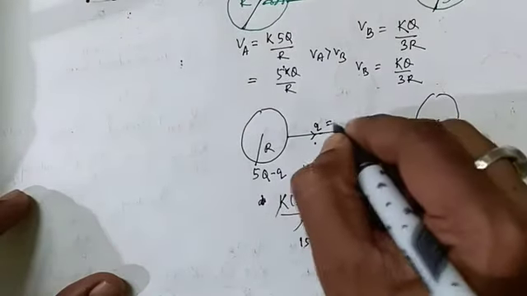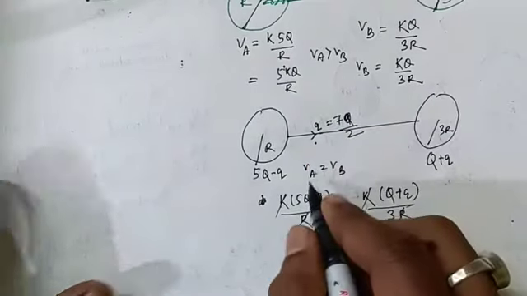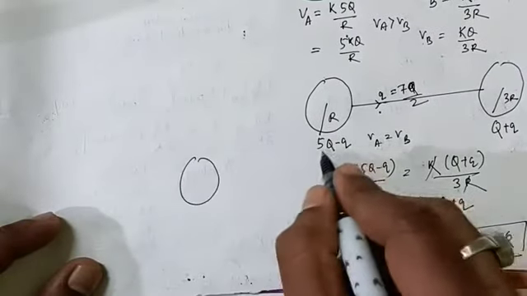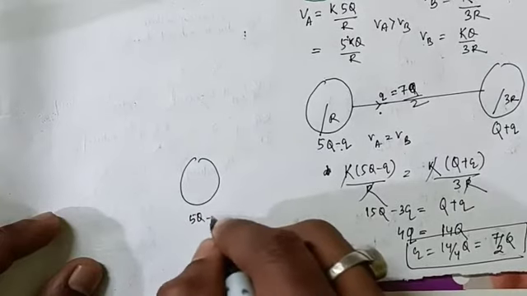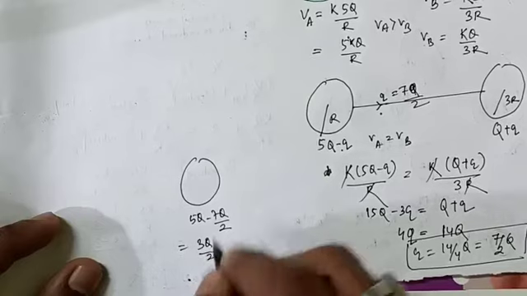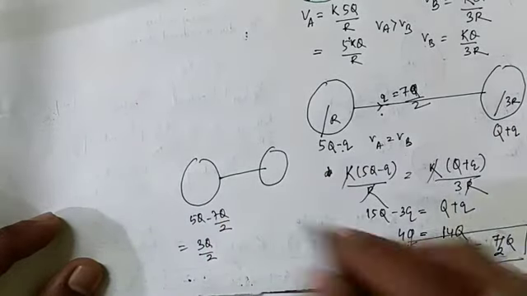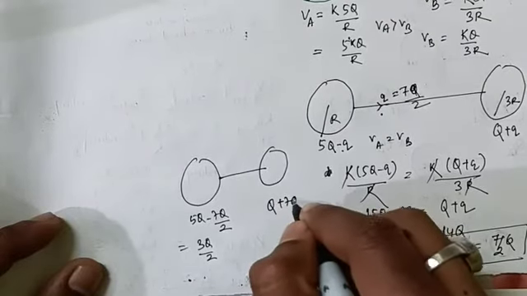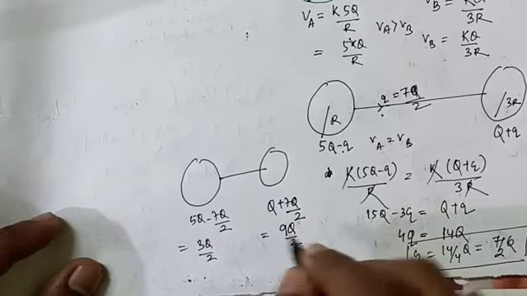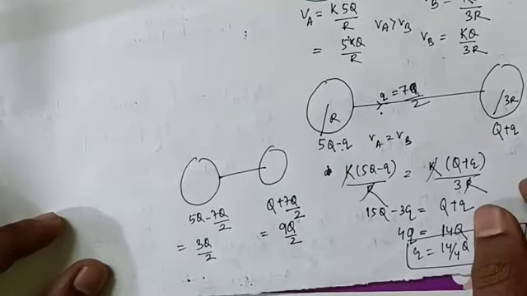If 7Q upon 2 charge flows, what is the final charge on this pair? This pair had 5Q, so 5Q minus 7Q upon 2, which is 3Q upon 2. This is the final charge on this pair. And the final charge on the other pair is Q plus 7Q upon 2, which is 9Q upon 2. This is the final charge accumulated on the surface of the conductor.